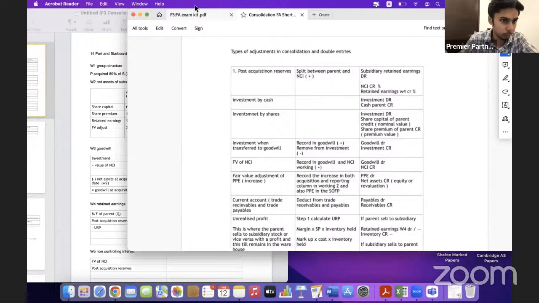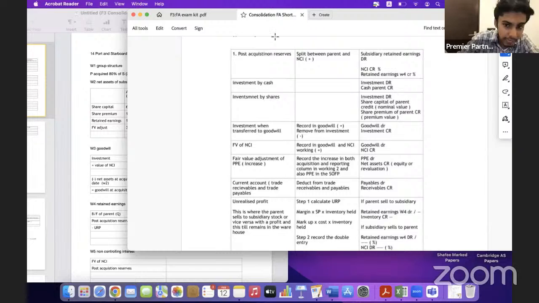What to do, like what to add and what to subtract. And on the other hand, guys, you should also learn the double entry. So what I have done is, in one page, I have summarized the lesson. This is the adjustment. This is what you should do. Here, guys, see, record in both acquisition and reporting column, like how I did. Also the PPE. See, I'm explaining to you what to do.